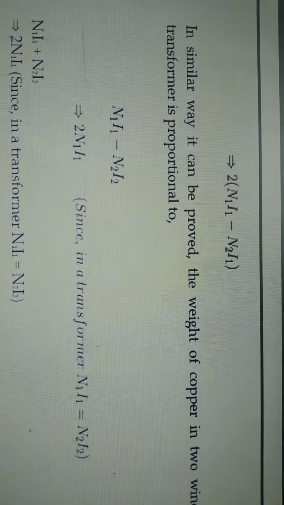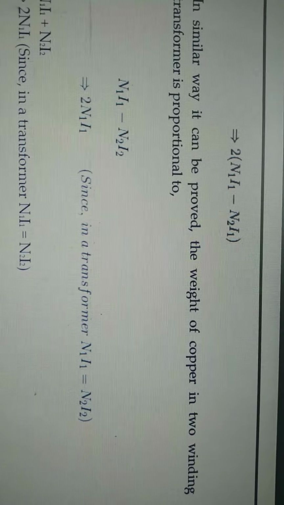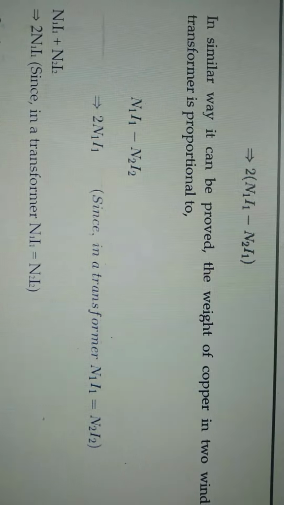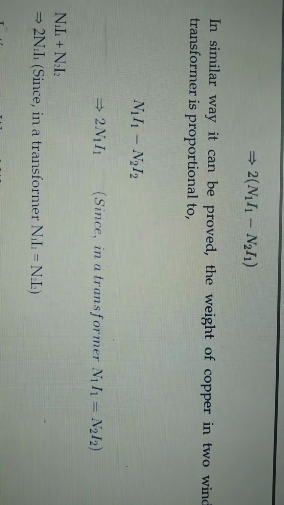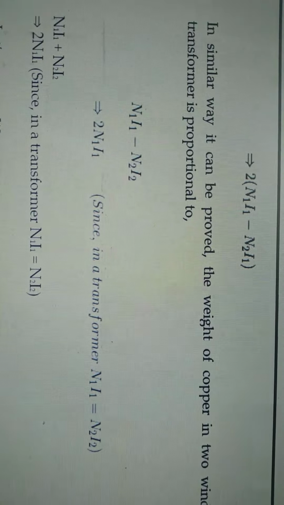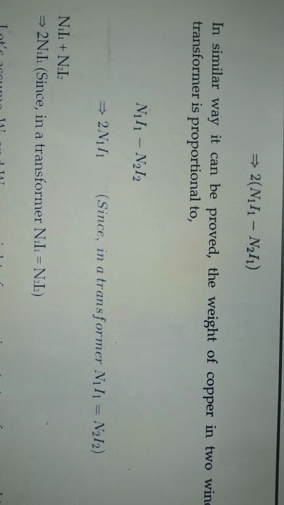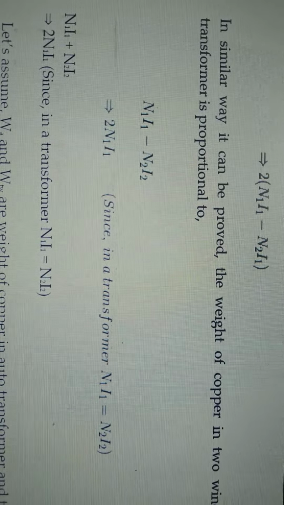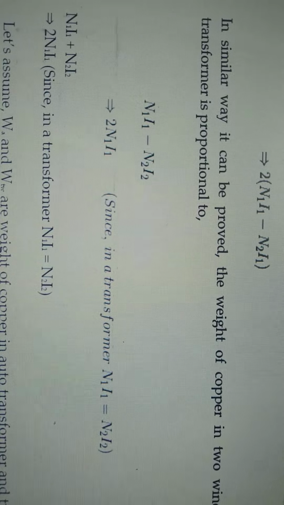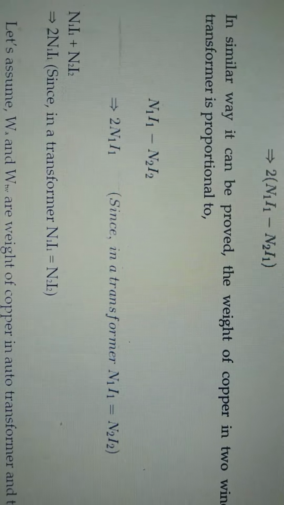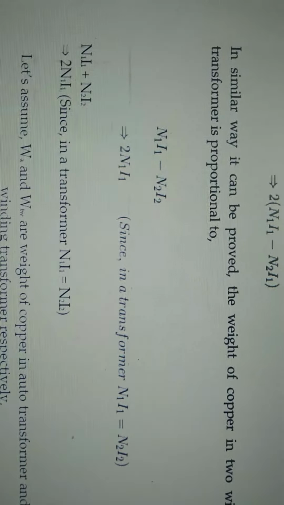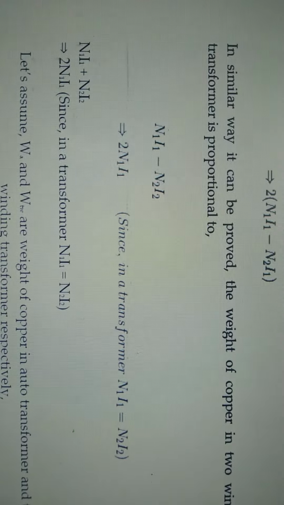Similarly, the weight of copper in a two winding transformer is proportional to N1 I1 plus N2 I2. Since N1 I1 is equal to N2 I2, this becomes 2 N1 I1, because the turns ratio is the same.